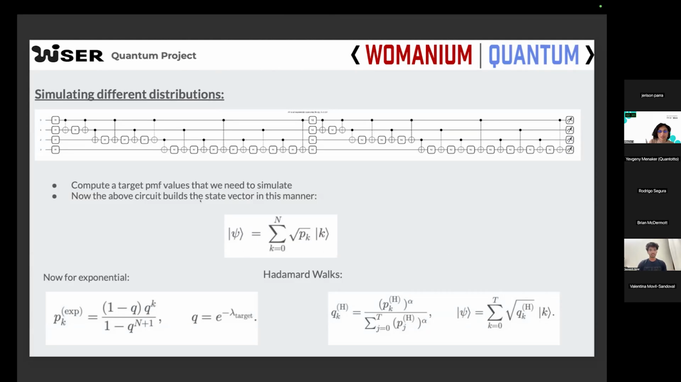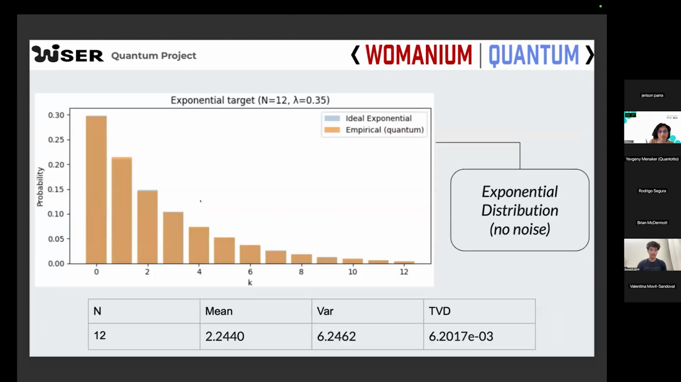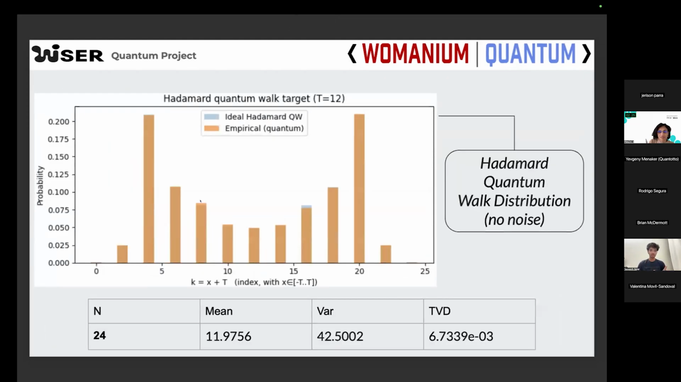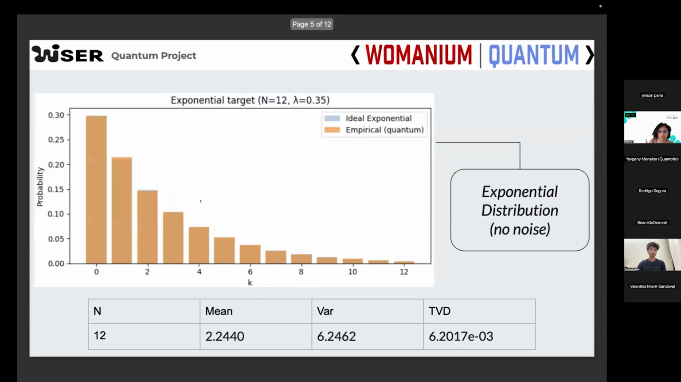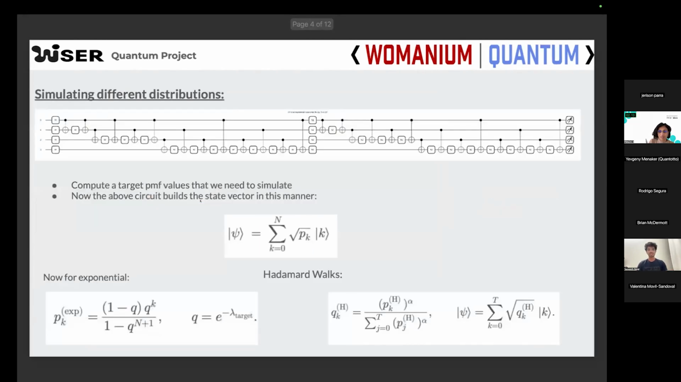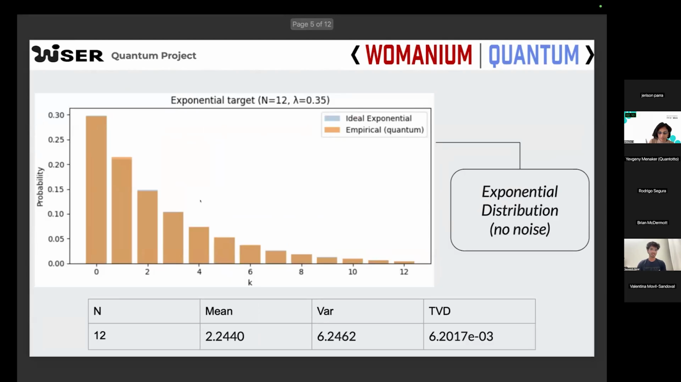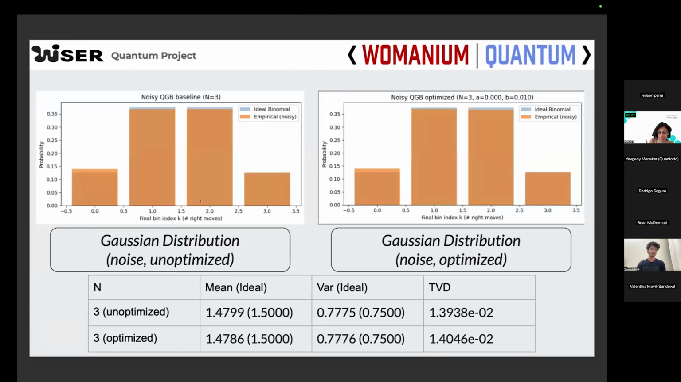If we go into the results, for exponential and for Hadamard walks, we were able to go to very high n values and we got very high accuracy too. This is because the number of qubits required was very low. It was only log n. And the error was also close to 0. So by using this circuit, we were able to get very close to the results. Now coming to the case when we add noise.